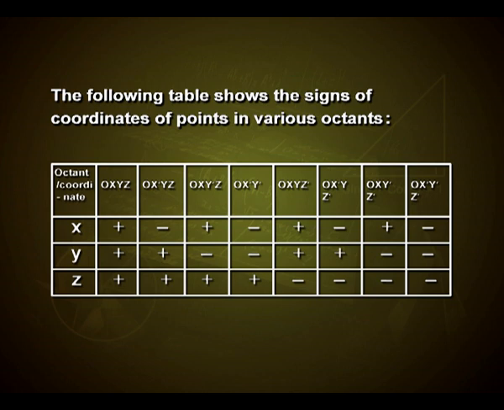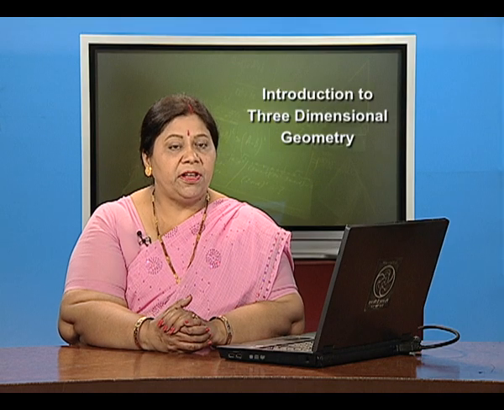In the octant OXY'Z', similarly, we can see the coordinates of x are positive and coordinates of y and z are negative. Similarly, in the octant OX'Y'Z', we can find all the three coordinates of x, y and z are negative. We have an important remark to make here.